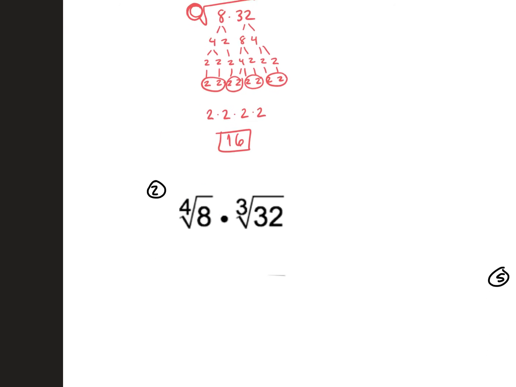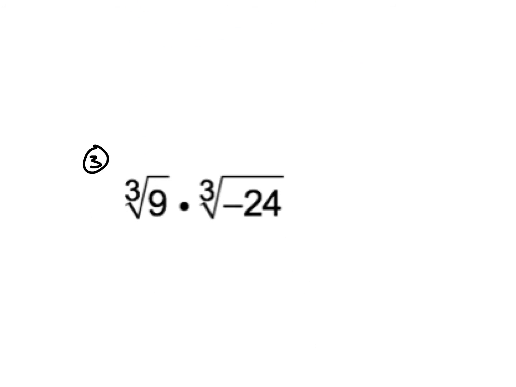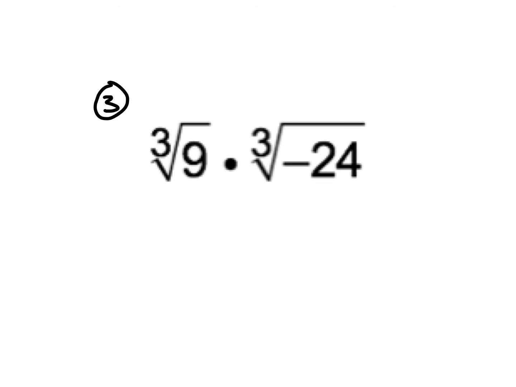All right, let's look at number 2. Are these the same radical? So can we multiply them? Nope, so we can't multiply, and we're done. What about 3? Can we multiply these two together? Yep. So we can just say the cubed root of 9 times negative 24. We could multiply them together, but then we would just ask what are the factors of that big number, so we might as well just break it down from here.